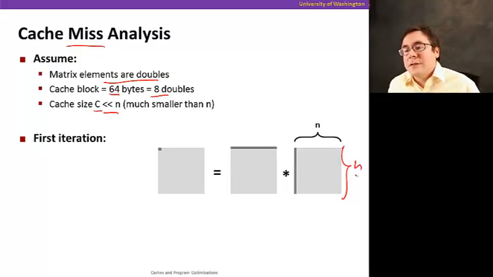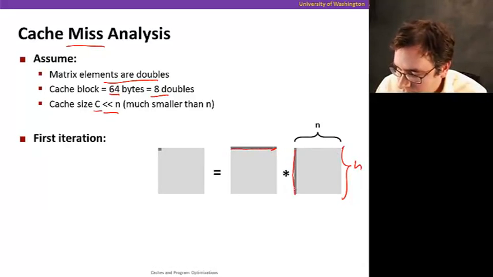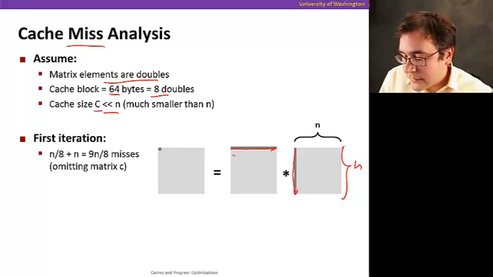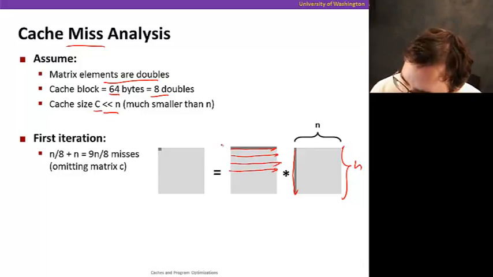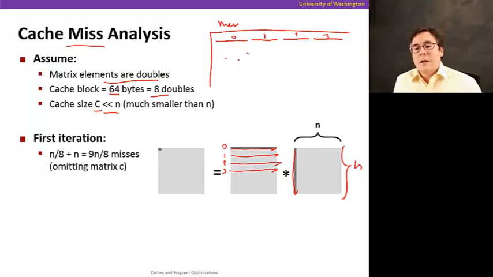So let's see what happens in the first iteration. Remember that in the first iteration we're going to read the entire row of this matrix and the entire column of this matrix. One thing to keep in mind is the way data is laid out in memory: we store an entire row in memory, then another row, then another row, and so on. So if this is row 0, row 1, row 2, and row 3, the layout in memory is entire row 0, then entire row 1, entire row 2, entire row 3, and so on.